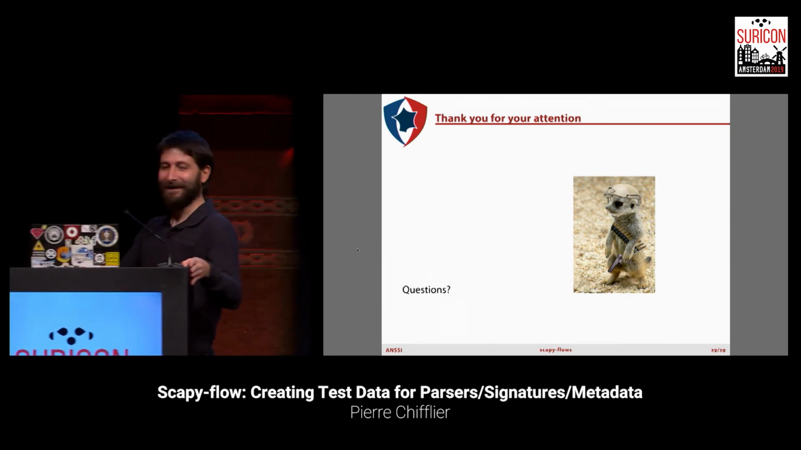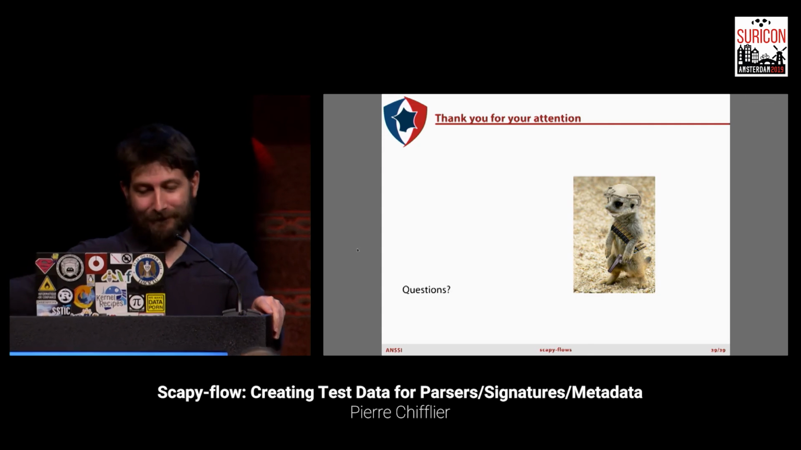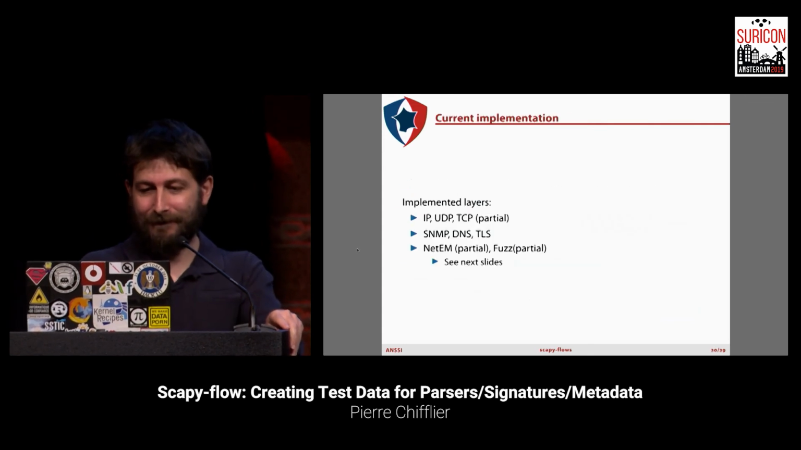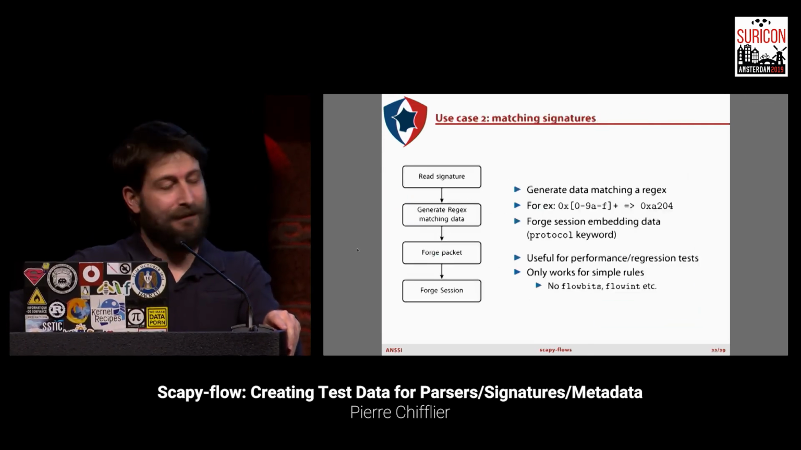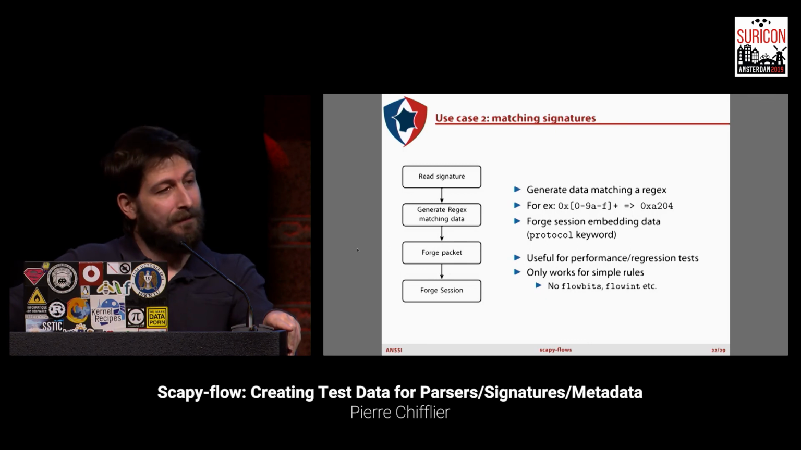Just a question about the packet captures that you're generating from the signatures. It's awesome, I'm kind of curious. You mentioned that they're good for performance and regression tests. They're not going to be complete packet captures for the protocol itself, unless that happened to be in the signature somehow, right? Because you're only able to generate a pcap from what the pattern is, right?